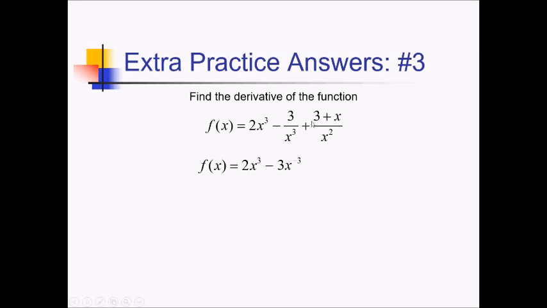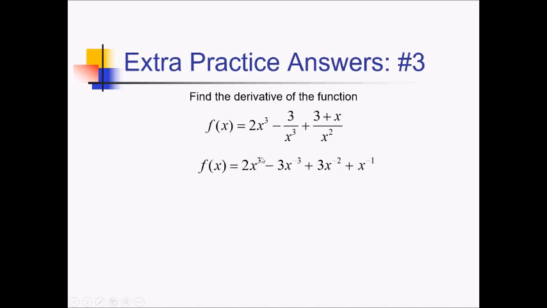Let me write this as 3x to the negative 2. And then instead of writing x over x squared, well, that really reduces to 1 over x, which is just x to the negative 1. All right, well, now I have to go through and actually use the power rule. These are all constant exponents.